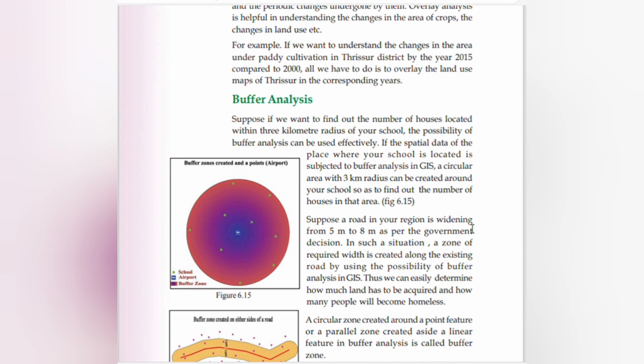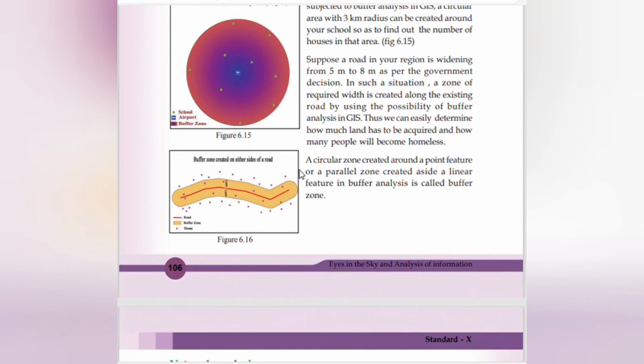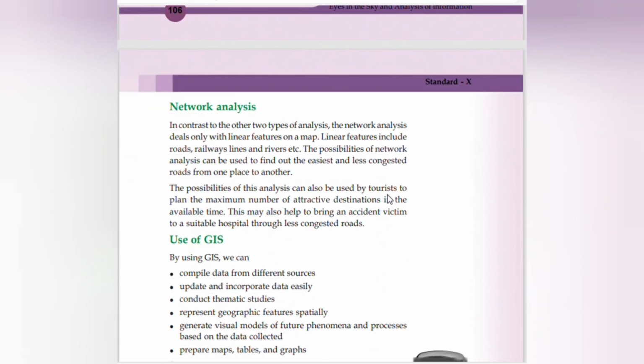Suppose a road in your region is widening from 5 meter to 8 meter as per the government decision. In such a situation, a zone of the required width is created along the existing road by using the possibility of buffer analysis in GIS. Thus, we can easily determine how much land has to be acquired and how many people will become homeless. A circular zone created around a point feature or a parallel zone created aside a linear feature in buffer analysis is called buffer zone.